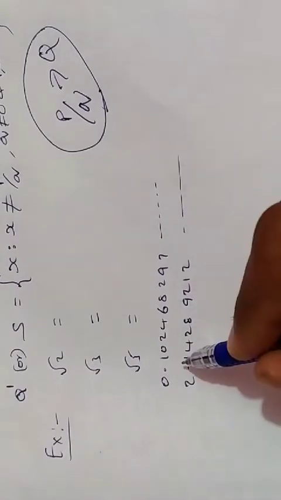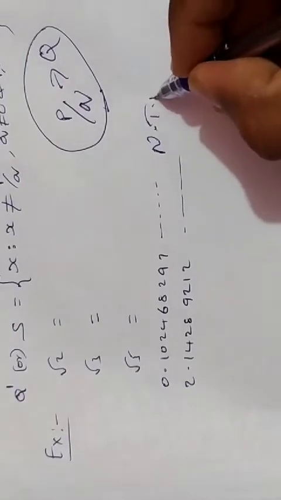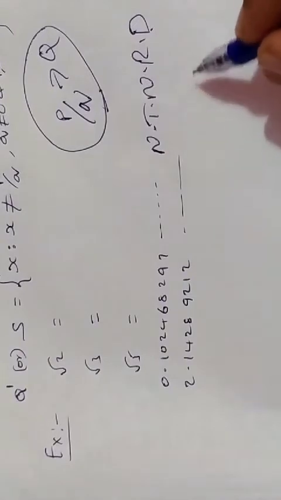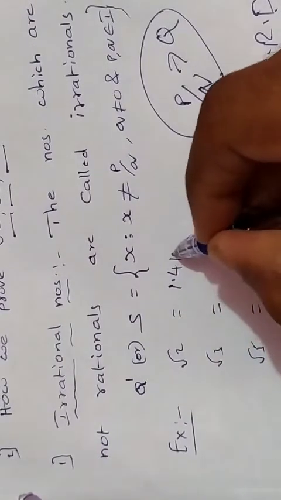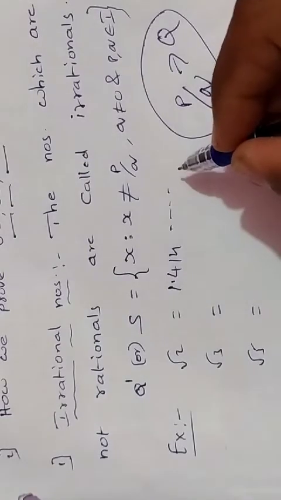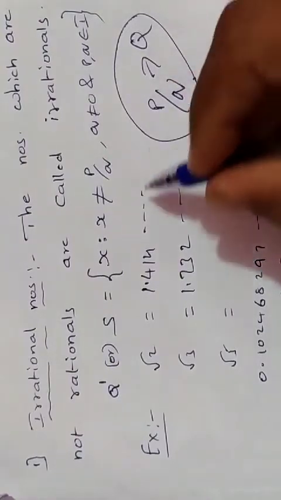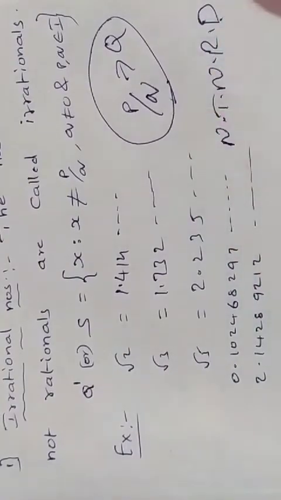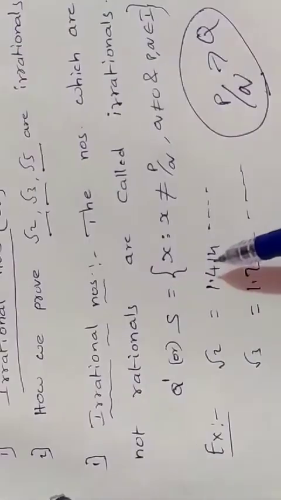0.102468297 and so on. This is a non-terminating, non-repeating decimal. Such types of decimals are called irrationals. So root 2 value is 1.414 and so on. It does not stop, and it is non-repeating. Root 3 value is 1.732, like this. It is also a non-terminating, non-repeating decimal. Root 5 is 2.235 something. It is also non-terminating, non-repeating. Such types of decimals are called irrational numbers.